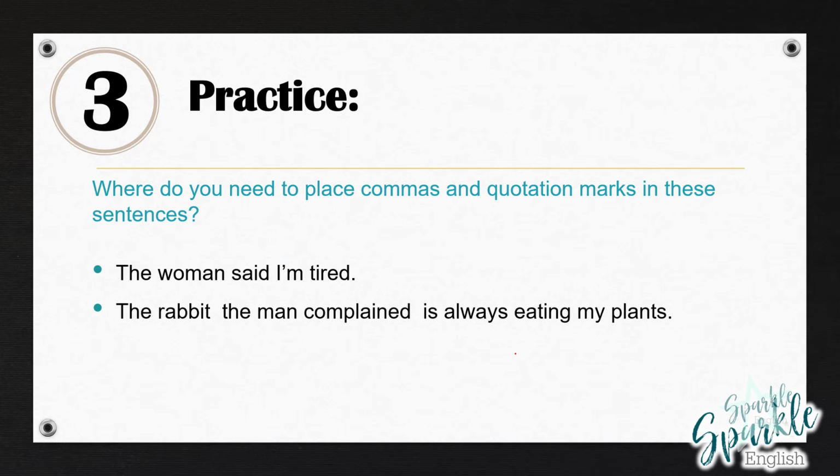Okay, so let's do a practice. Where do you need to place commas and quotation marks in these sentences? The woman said, "I'm tired." The rabbit, the man complained, is always eating my plants. So in the first one, the woman said, we put a comma, double quotation marks, "I'm tired."